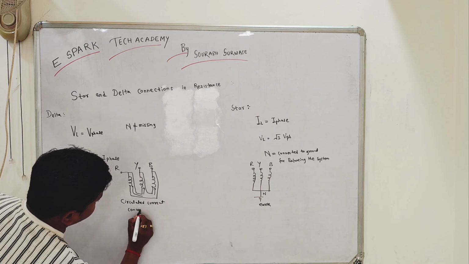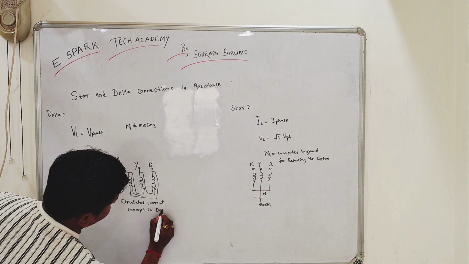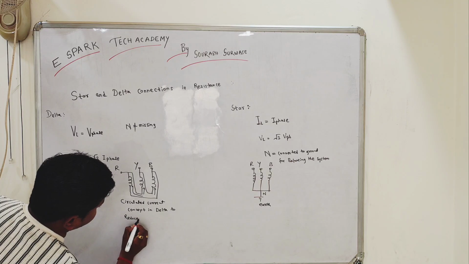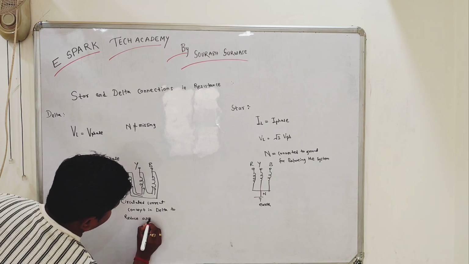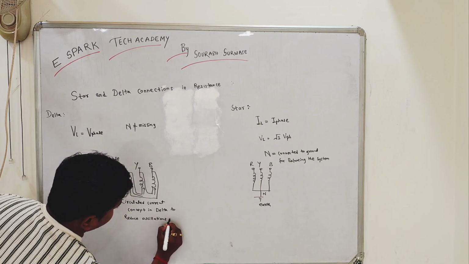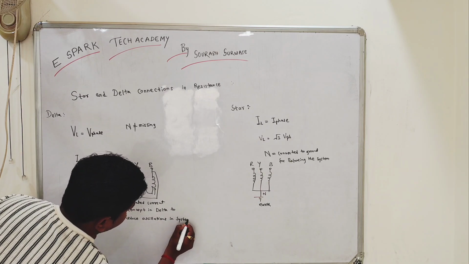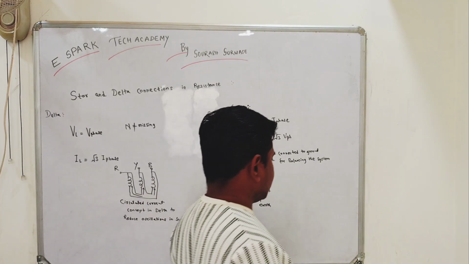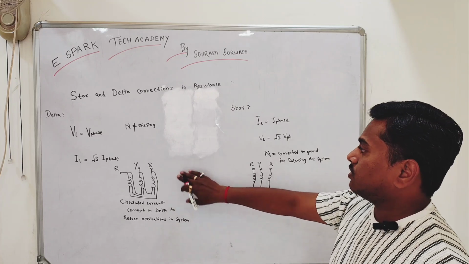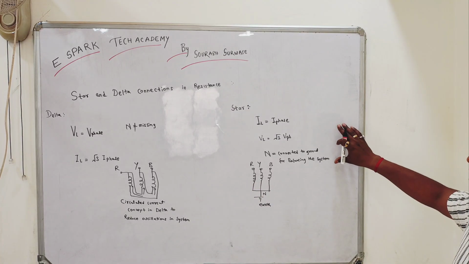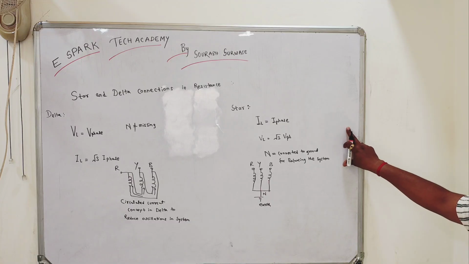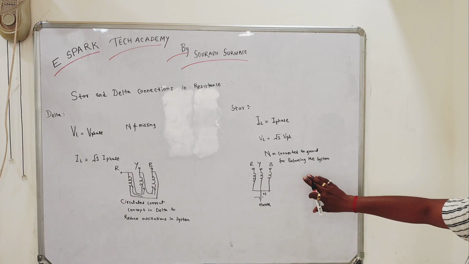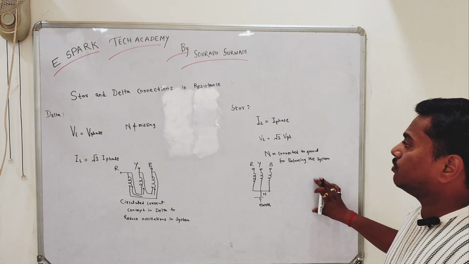We use the circulating current concept in delta to reduce oscillations in the system. In order to reduce the oscillations or any kind of disturbances in the system, we go for delta connection. And in case you require a single phase supply, or you need to supply an unbalanced load, the star connection will be helpful.